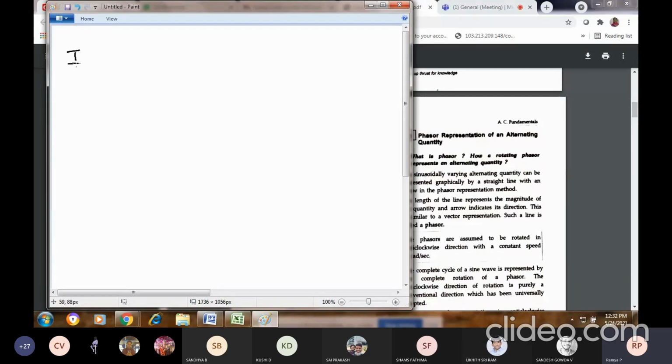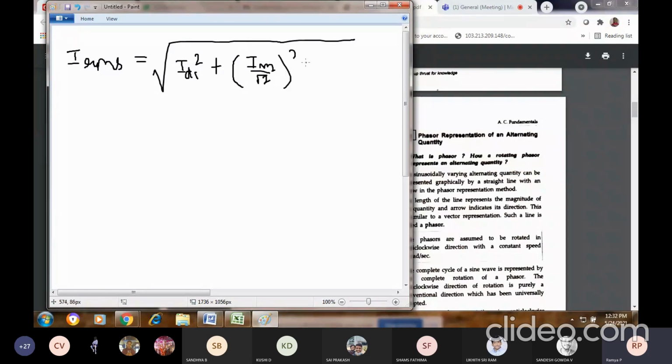So, if you want to calculate the total IRMS, my formula is the square root of IDC whole square, plus IM1 divided by root 2 whole square, plus IM2 divided by root 2 the whole square, and so on it will be continuing. So for IM3 and IM4, it will be continuing. Now this IDC I don't have, so this tends to 0. Now you should calculate IM.